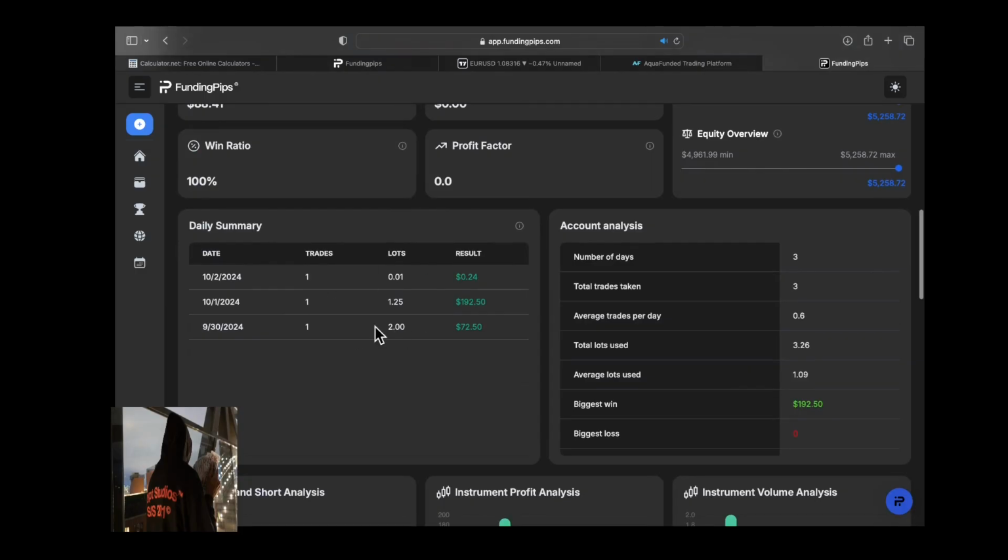And here's the two trades. I put the 0.01 lot because of the minimum trading days. Okay, let's go over the trades.